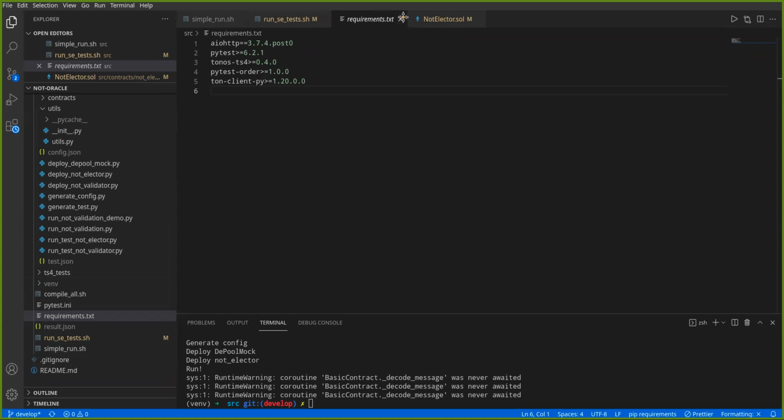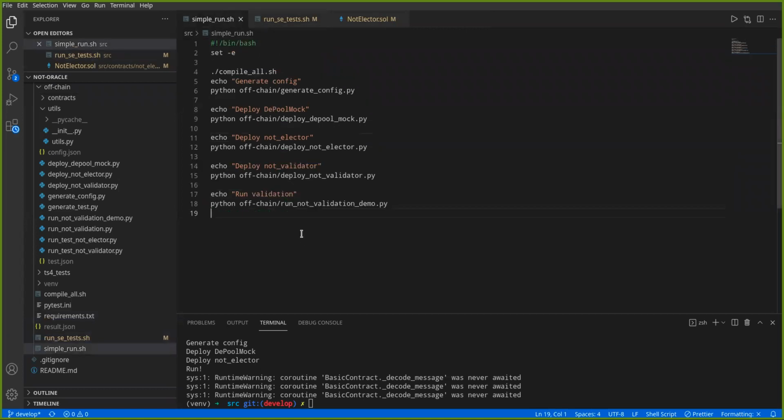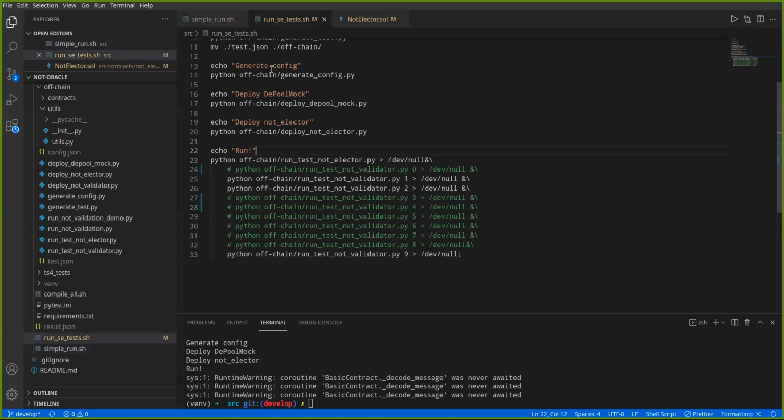And do you have to run them in parallel, or one or another? It's two variants. Simple run runs only one elector and one validator in the same script. Run SE tests uses fake data and runs a few validators in parallel.